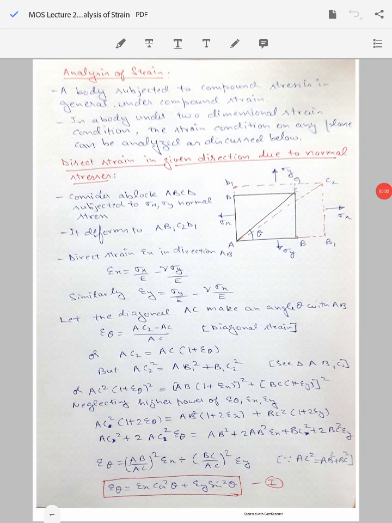Hello students, today we are going to discuss analysis of strain. A body which is subjected to compound stress is in general also subjected to compound strains. In a body under two-dimensional strain conditions, the strain condition on any particular plane at any inclination can be analyzed, as we are going to discuss today.